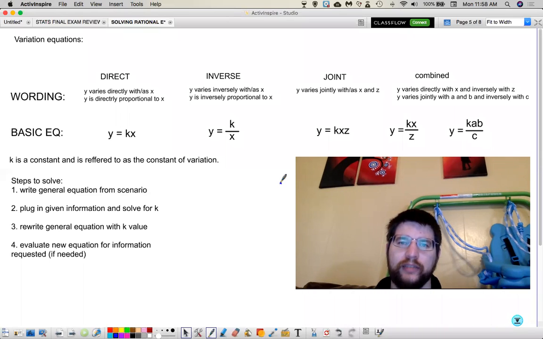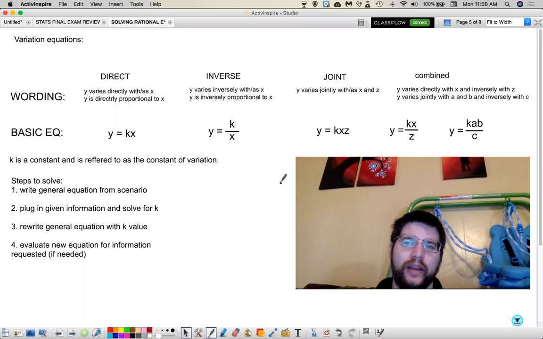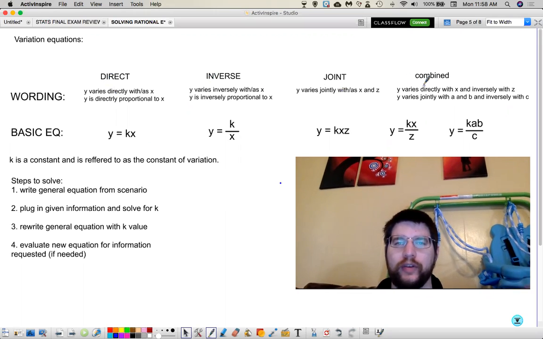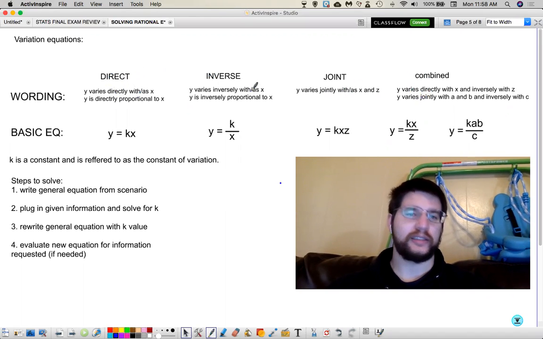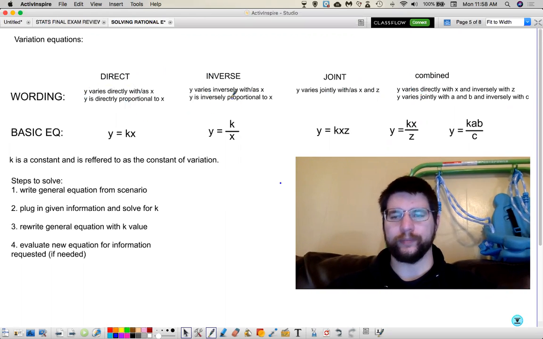All right, so this is actually a pretty easy lesson. We're going to be talking about variation. Now, there's a few wording choices you need to be familiar with. Direct, inverse, joint, and combined. Those are 4 different kinds of variation. So direct and inverse are the 2 main ones. Joint is just a multiple direct, and a combined is a direct and an inverse. So if you know what direct means and inverse means, you're pretty good to go.